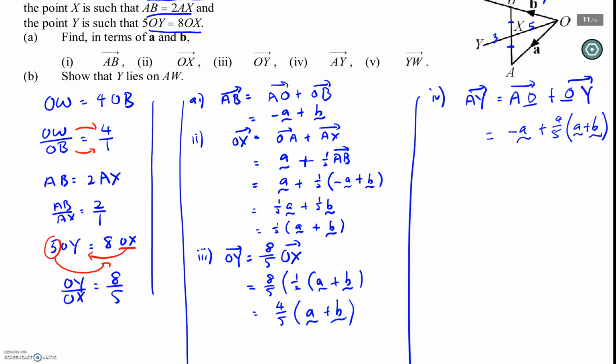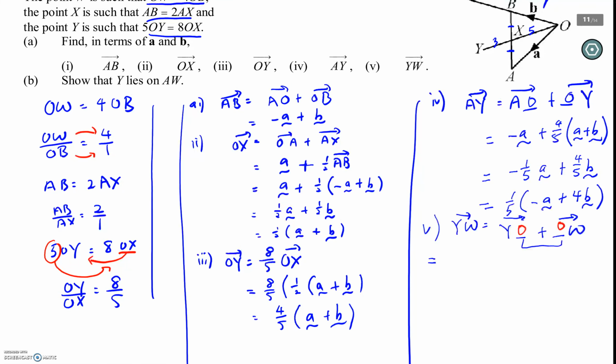So this part is okay. I need to simplify, yes or no? Simplify, so what's the answer? Negative 1 over 5 A plus 4 over 5 B. Now, let's learn how to factorize. Factorize means I take out what? Not 5, wrong. I take out 1 over 5. So this will be 1 over 5 of (minus A plus 4B). Am I moving too fast? So YW is negative 4 over 5 (A plus B) with the bracket.